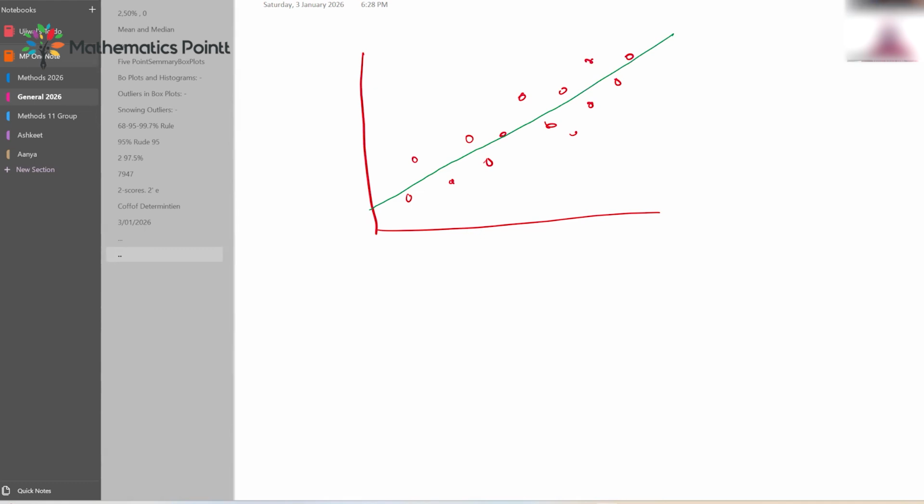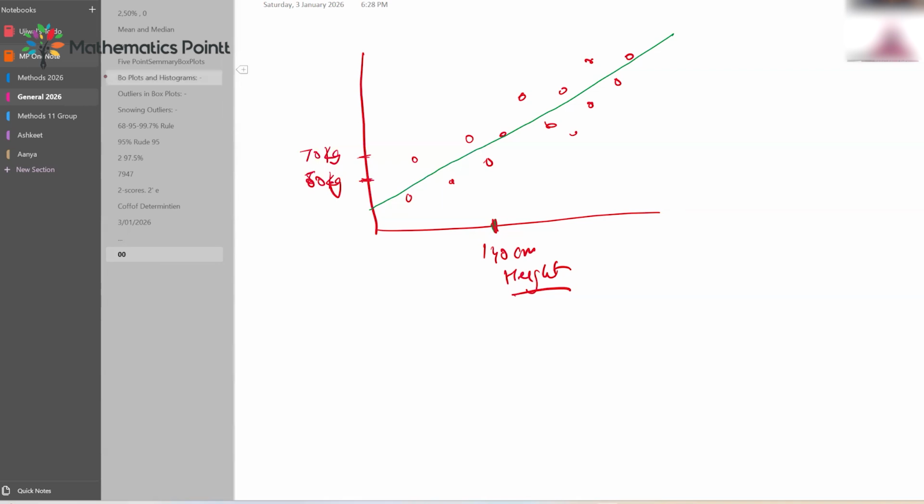Now, let us say, I'll probably change the color. This value is 140 centimeters height. And let's say this value is maybe 60 kilos. And then maybe this is 70 kilos.